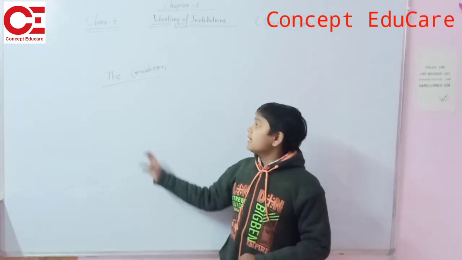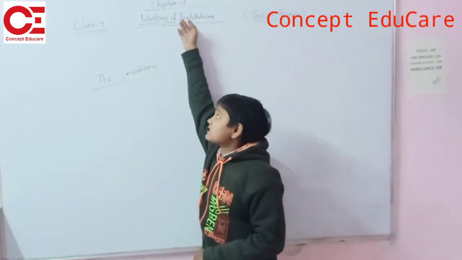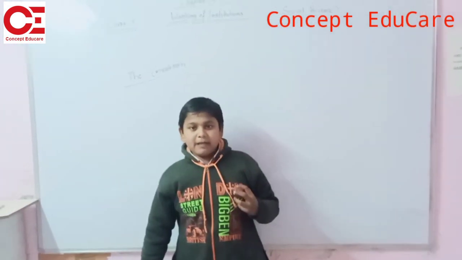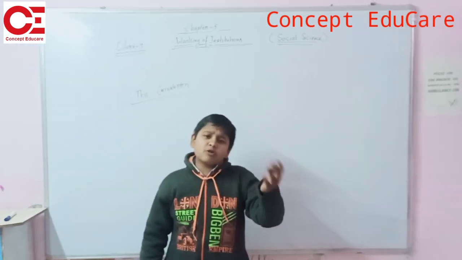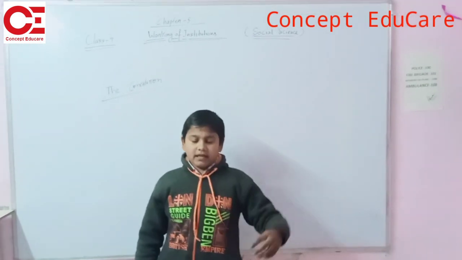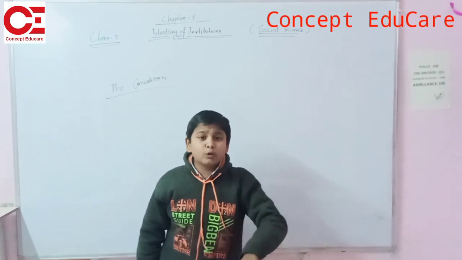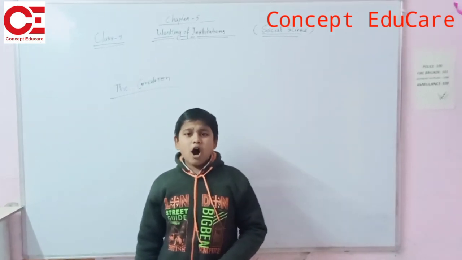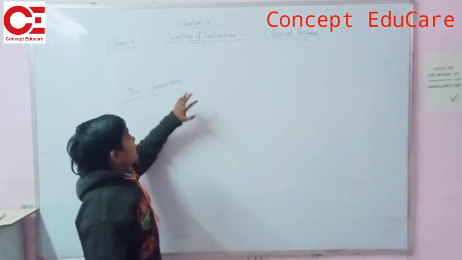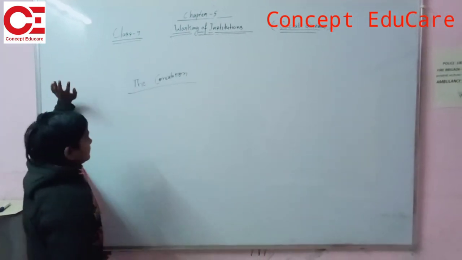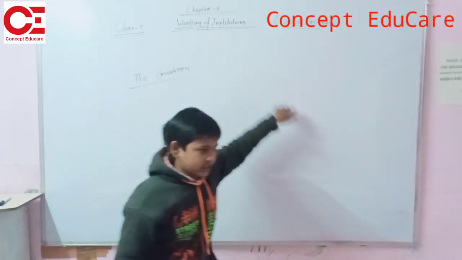अब आते हैं इस conclusion पे, मतलब इस chapter से हम क्या समझे? Chapter से हम समझे कि कैसे हमारा institution work करता है, क्यों हमारे Indian government को unity federal government कहते हैं, और हमारे कितने parts हैं? Working institution में तीन parts आते हैं, legislature, executive and judiciary.